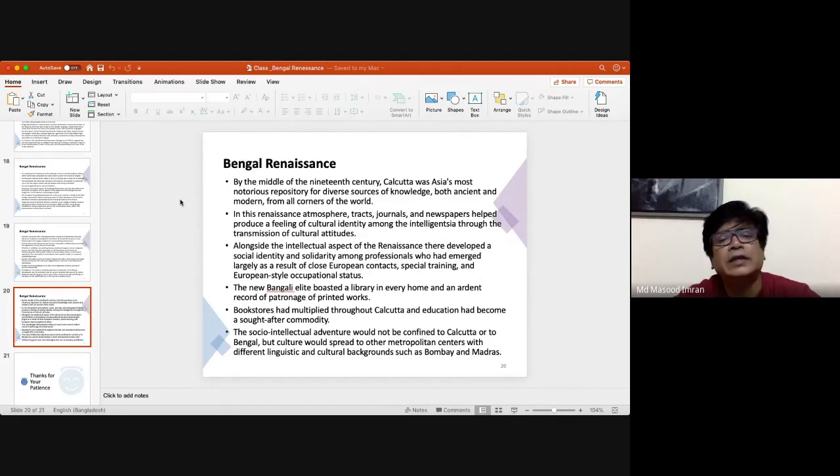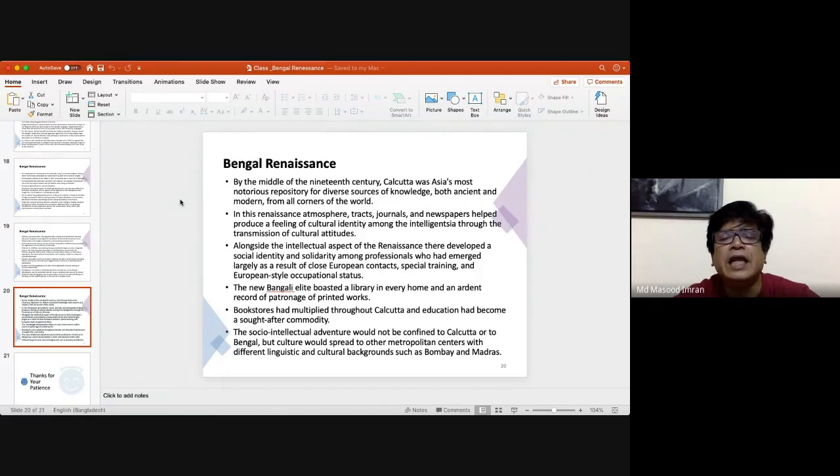In this Renaissance atmosphere, journals and newspapers helped produce a feeling of cultural identity among the intelligentsia through the transmission of cultural attitudes. Alongside the intellectual aspect of the Renaissance, there developed a social identity and solidarity among professionals who had emerged largely as a result of close European contact, special training, and European-style occupational status. The new Bengali elite boasted a library in every home and an ardent record of patronage of printed works.